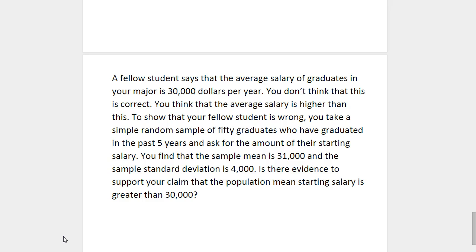To show that your fellow student is wrong, you take a simple random sample of 50 graduates who have graduated in the past 5 years and ask for the amount of their starting salary. You find that the sample mean is 31,000 and that the sample standard deviation is 4,000. Is there evidence to support your claim that the population mean starting salary is greater than 30,000?